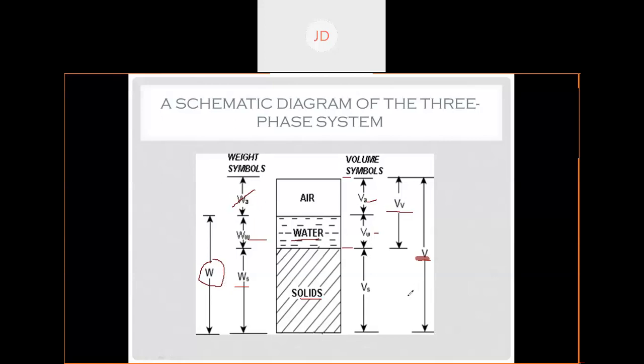But in the volume case, what will happen? Total volume will be the summation of volume of solid plus volume of water plus volume of air. But in terms of weight, total weight will be the summation of weight of solid and weight of water. Okay, so this is the basic thing that you have to understand. Fine, is it clear till now?